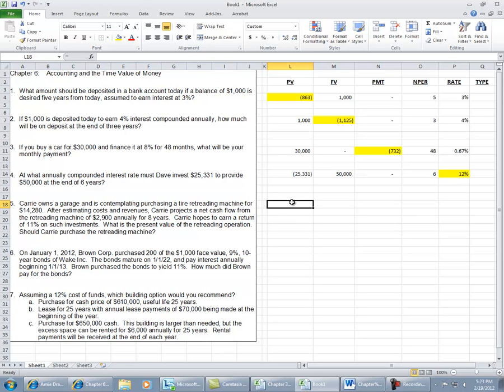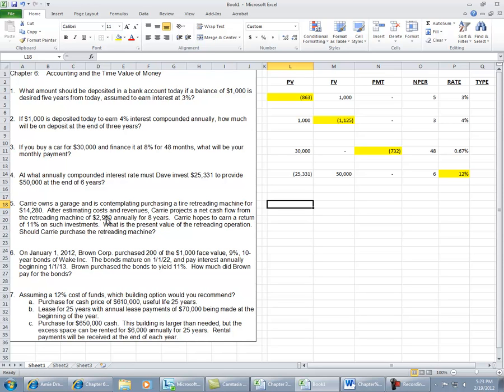In number 5, Carrie owns a garage and is looking to purchase a machine for $14,280. So she's trying to weigh, should I spend this amount of money? And she's going to look at all of the cash flows that she's going to achieve by spending that investment. Now, we're not going to take the 2,900 times 8 years because we know that we have to wait for these cash flows in the future.